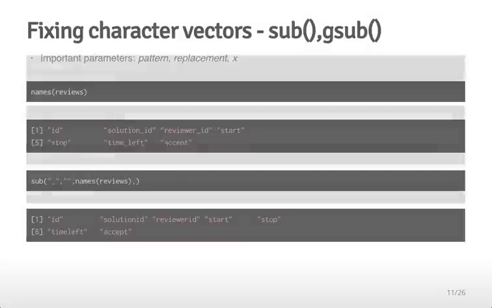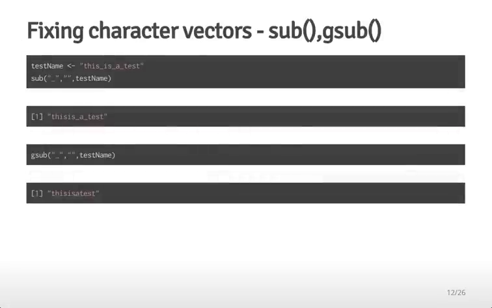So an important thing to keep in mind when you're using sub is that it only replaces the first instance of a particular character string that you want to replace. So this is a test here. This has nothing to do with the data set. If we create a test name that has several underscores in it, and we apply the sub function to substitute the underscore with nothing in this variable test name, the first time that an underscore appears, it gets replaced, but everywhere else it does not get replaced.